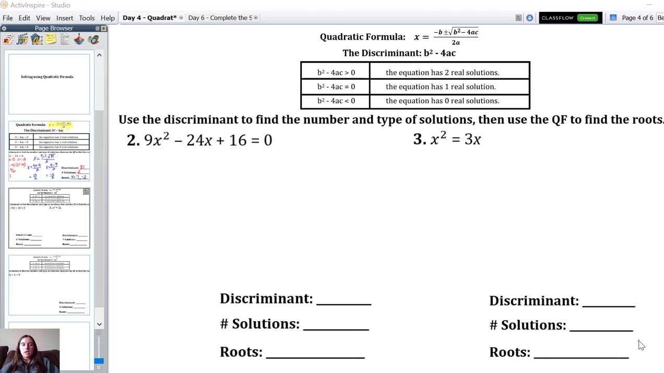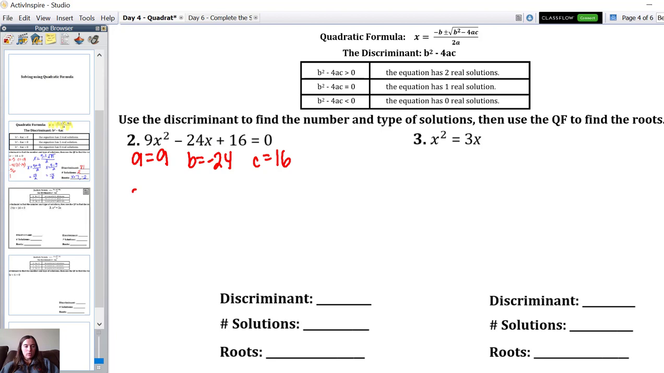We're going to do more examples of solving quadratics using the quadratic formula. So in number 2, again, I'm going to figure out what a, b, and c are first. A is 9, b is negative 24, c is 16. I'm going to start by finding the discriminant. That is b squared minus 4ac.